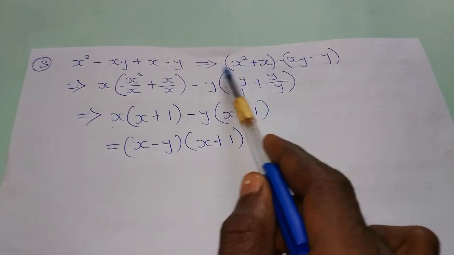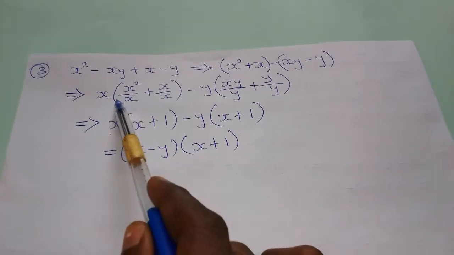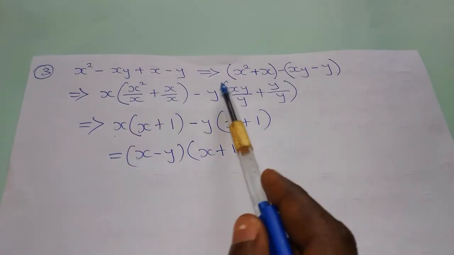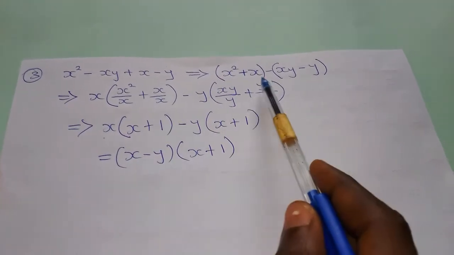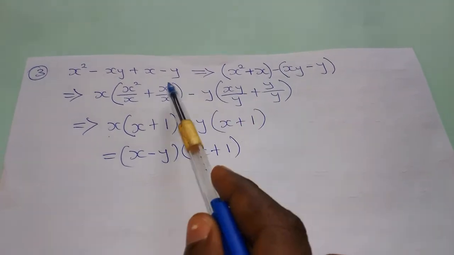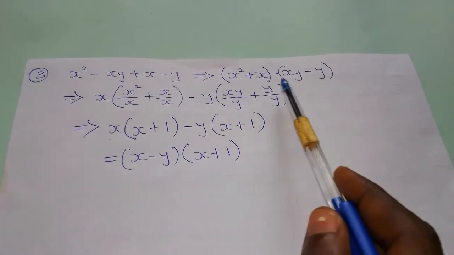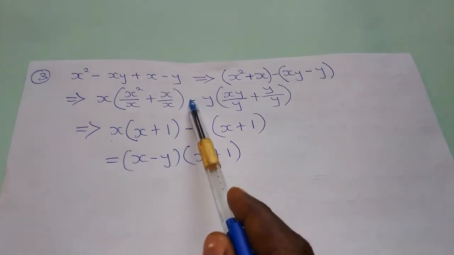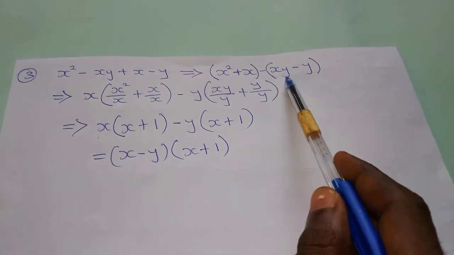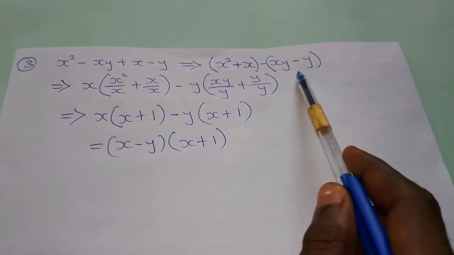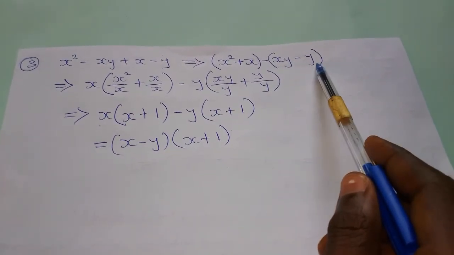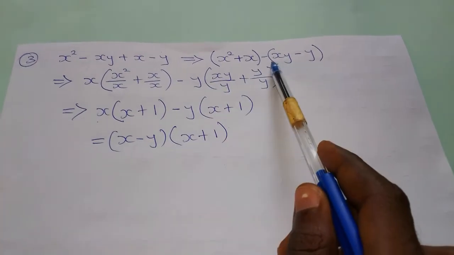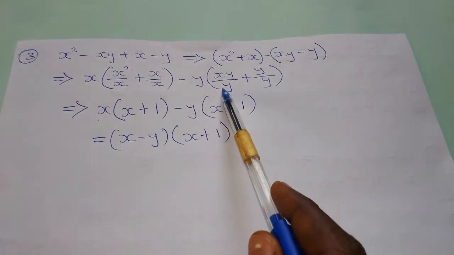What is common in this first bracket? X is common. So take the x out here, open a bracket, divide this x squared by the common factor which is x, bring your plus here, divide this x by the common factor which is x. Now do the same thing to the second bracket. Bring this minus down here. What is common in the second bracket is y. Y is here and y is here. So take it outside, open your brackets. Now divide xy by y.